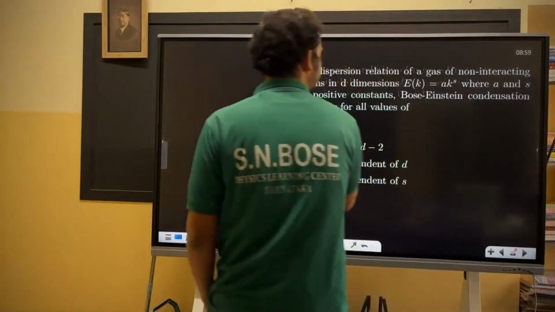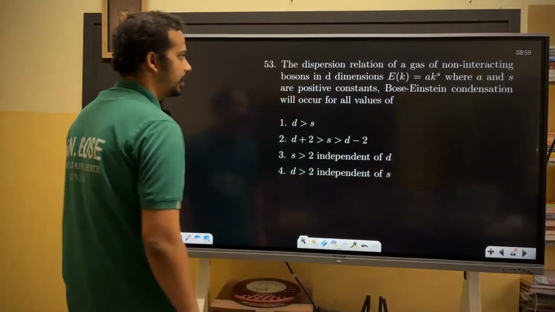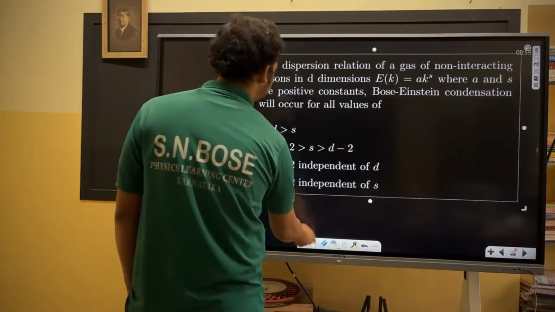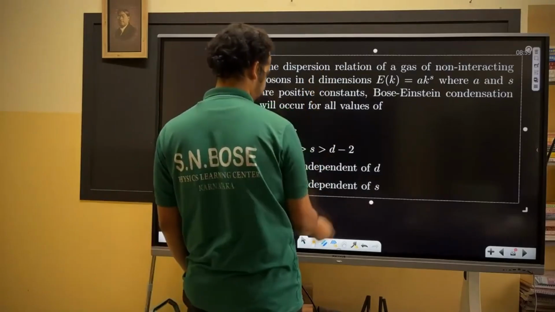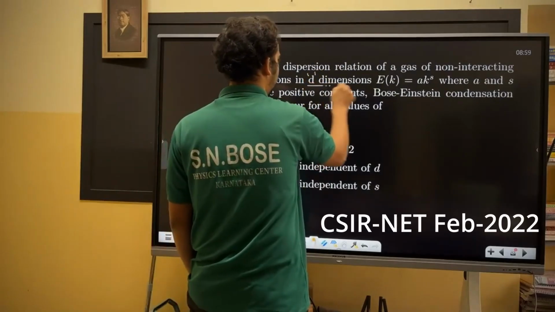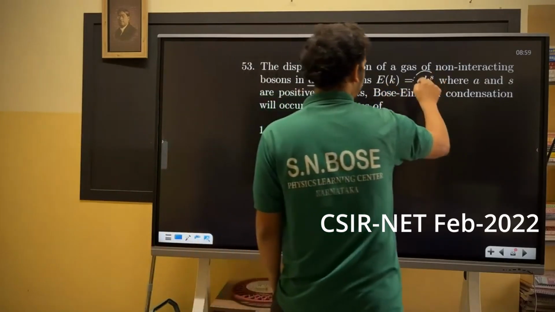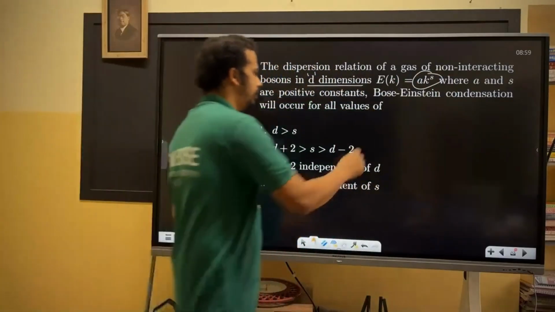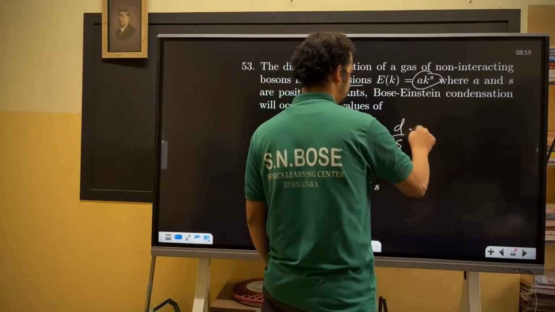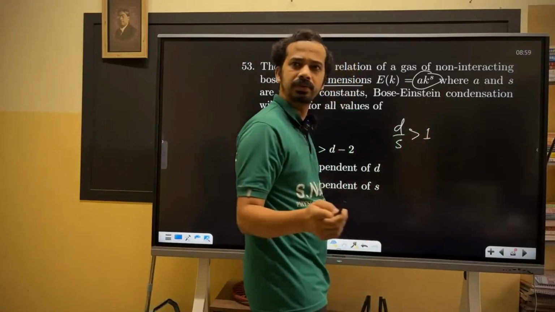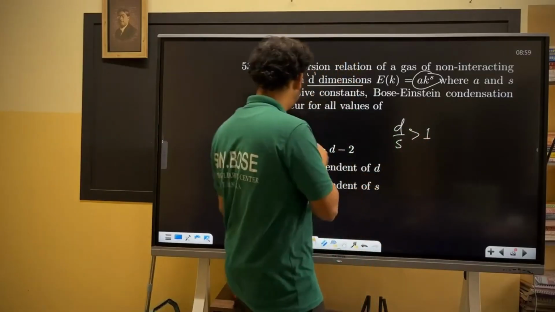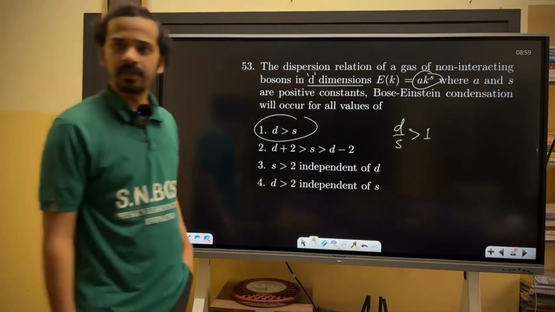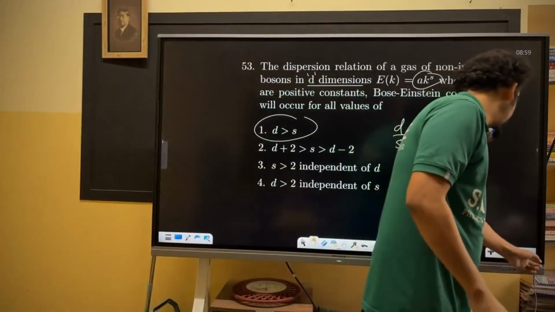The dispersion relation of a gas is E of k equals A k power s, in d dimensions. Can you see here, d dimension, k power s. Bose-Einstein condensation can occur for all values of d by s. Can you check once? Right, d must be greater than s. Is that okay? That's one question.